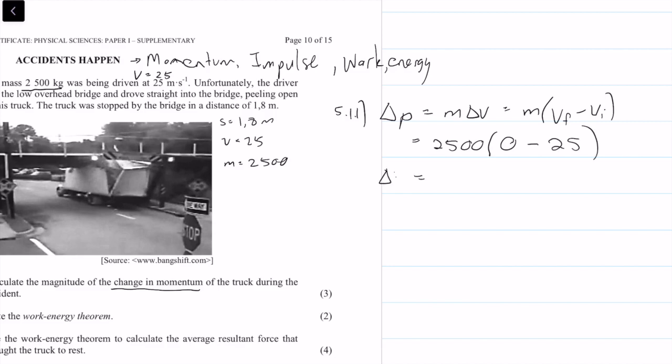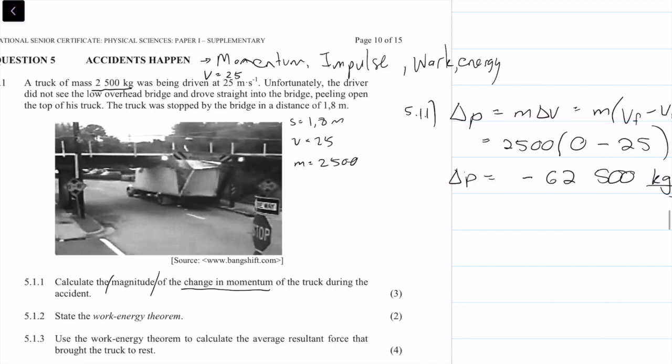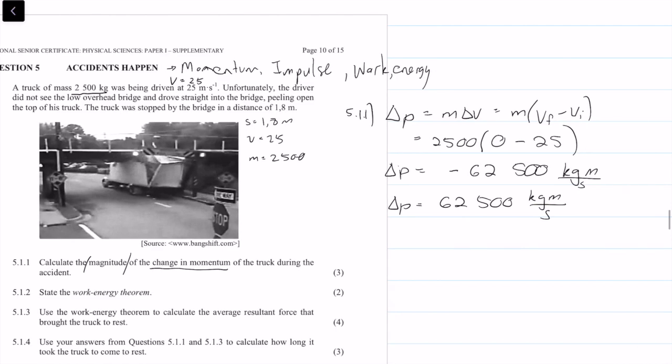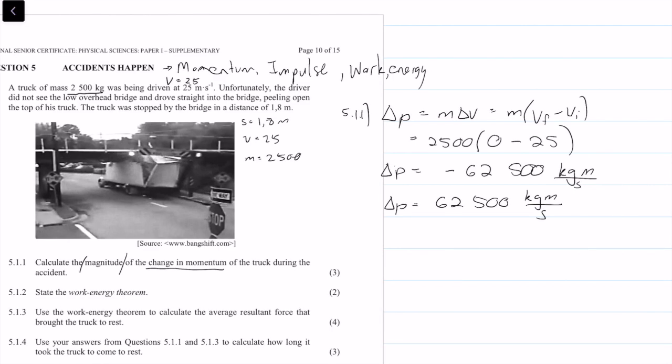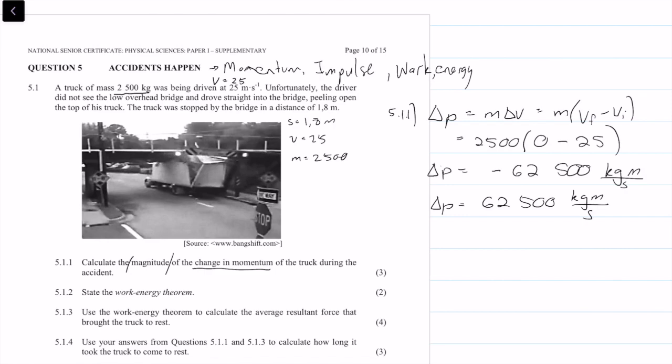So our change in P comes to minus 62,500 kilograms meters per second. But the negative sign, because we just want the magnitude, we just care about change in P equals 62,500 kilograms meters per second. And we don't care about a direction either, because we just care about the magnitude, and we get ourselves 3 marks. Cool stuff.